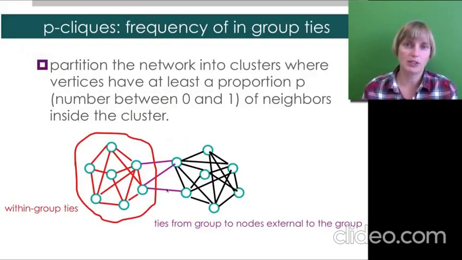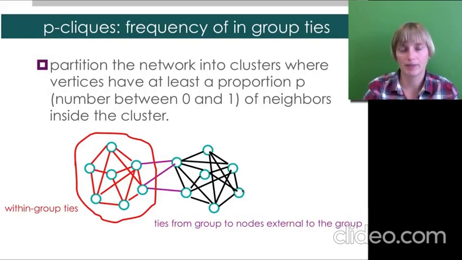The final definition we'll examine are p cliques. This is where instead of saying you have to know k of the other individuals, you have to know at least the proportion p of the individuals within the cluster.